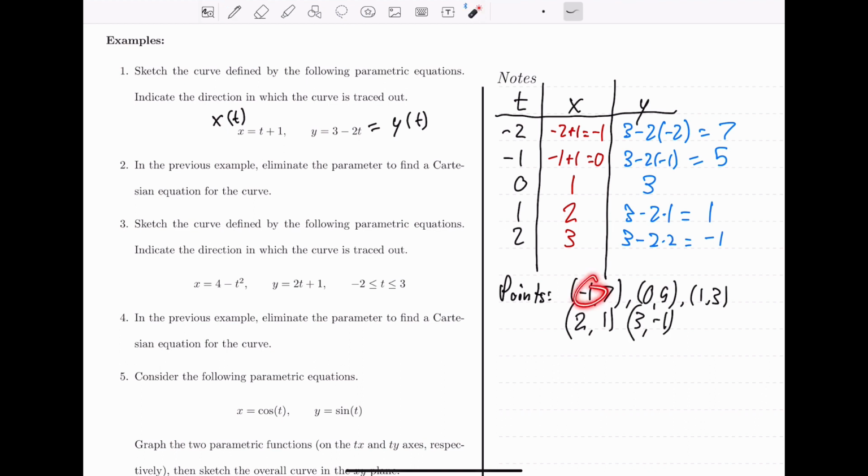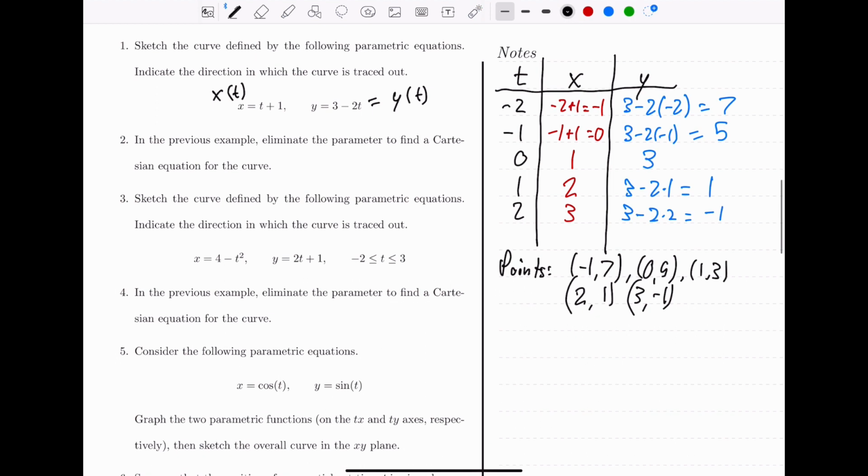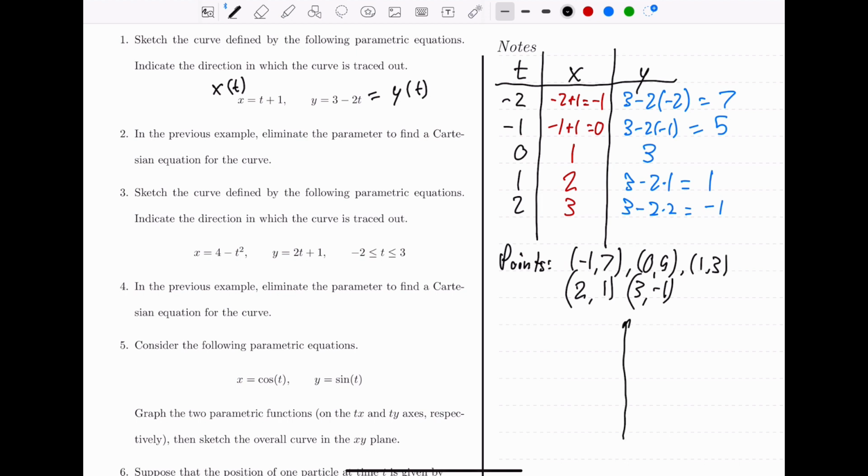So we have the x values here. We have the y values. And these are the different points that are being described by these parametric equations. So let's plot these and see what we get. We'll write the xy axes here again. So here's x, here's y. And let's see, y goes all the way up to 7. So 1, 2, 3, 4, 5, 6, 7. X goes from -1 to +3. And y goes all the way down to -1.